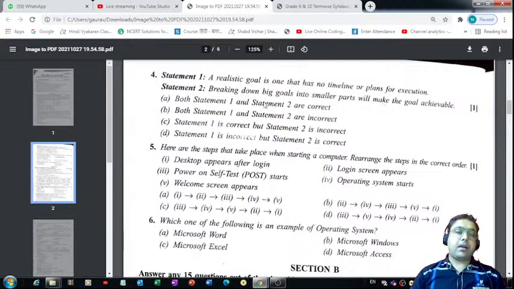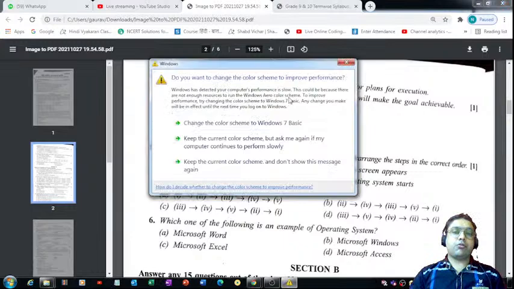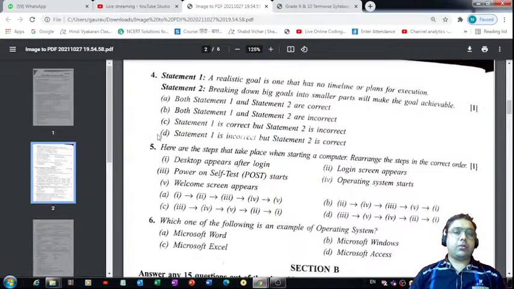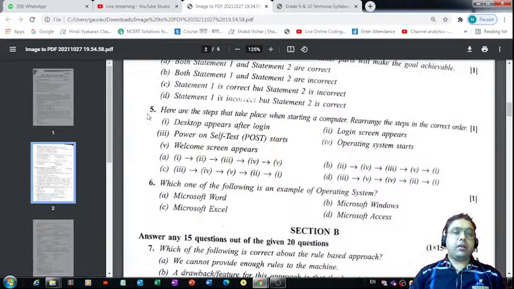Yeah, it is true. So if we have to achieve big goals, what we do, we classify the things. We classify it into different parts, and then we start achieving small goals in order to achieve the bigger one. So for this fourth one, you have to take this D part. Question number 5 is, here are the steps that take place when starting a computer. Okay, so there are some steps given to us and we have to rearrange the steps in the correct order.